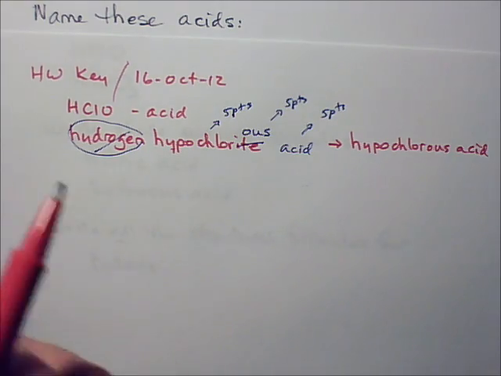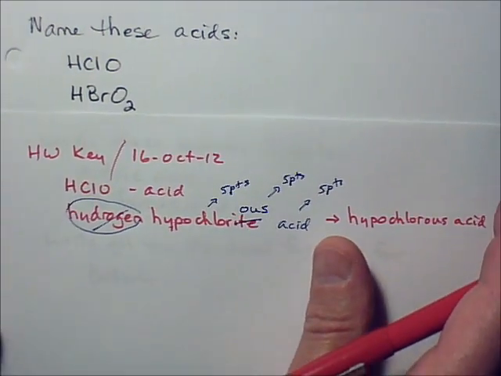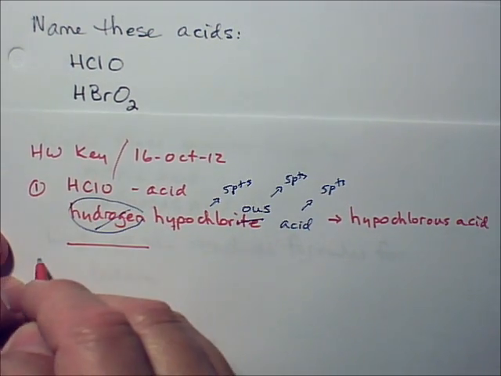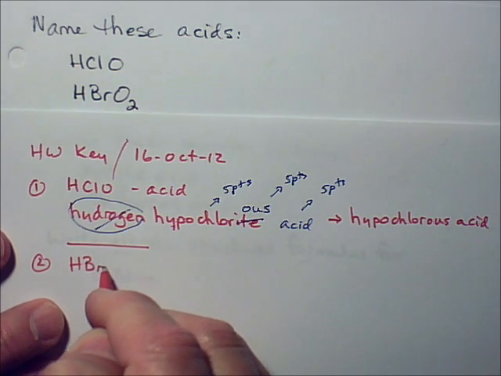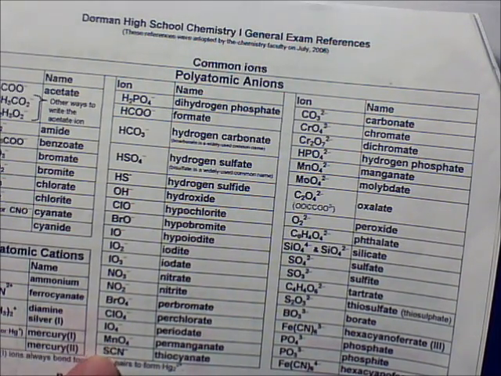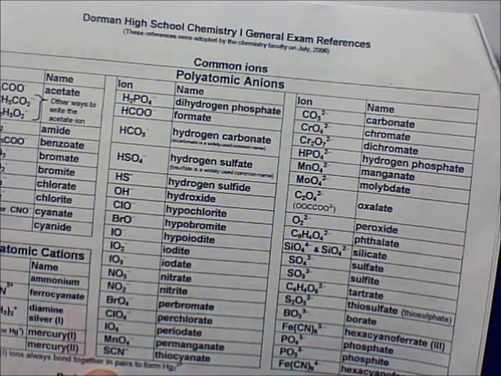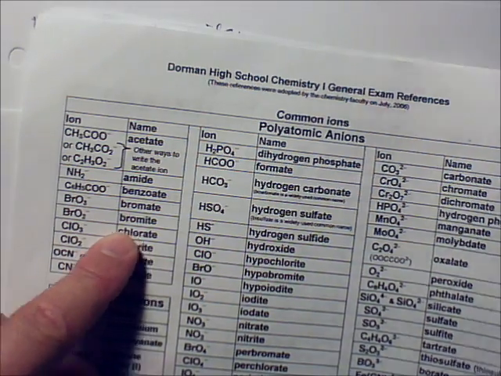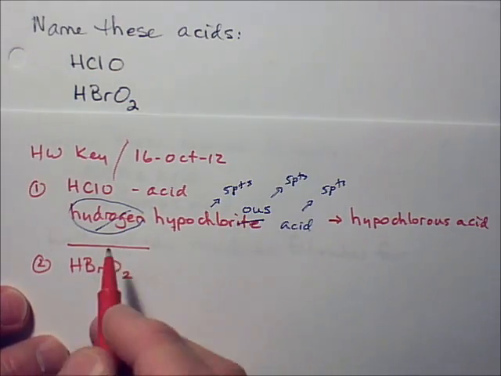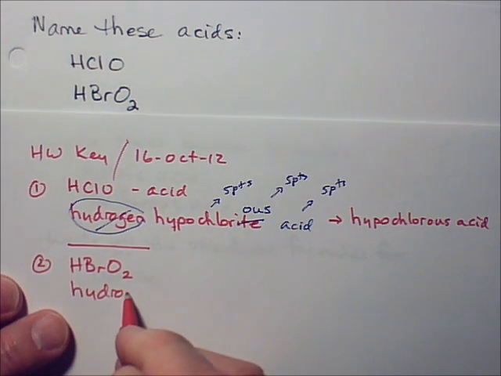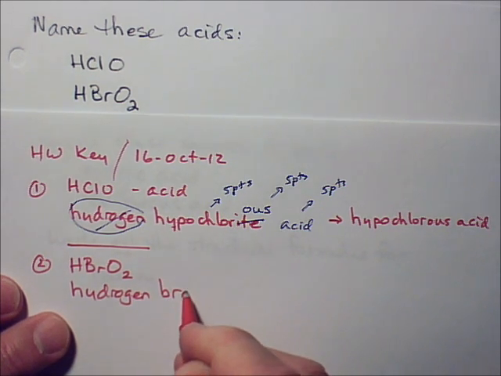The next one we had to do was this one, HBrO2. That was number 1, and number 2 is HBrO2. So we're going to look for a polyatomic ion again here. And BrO2, there it is right there, the bromite ion. If we're naming it like an ionic compound first, which is the rule, we start out with hydrogen bromite.